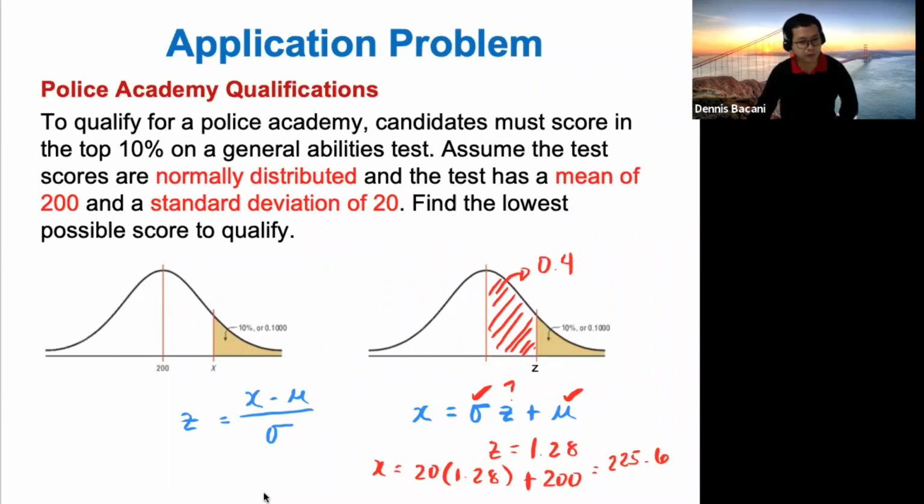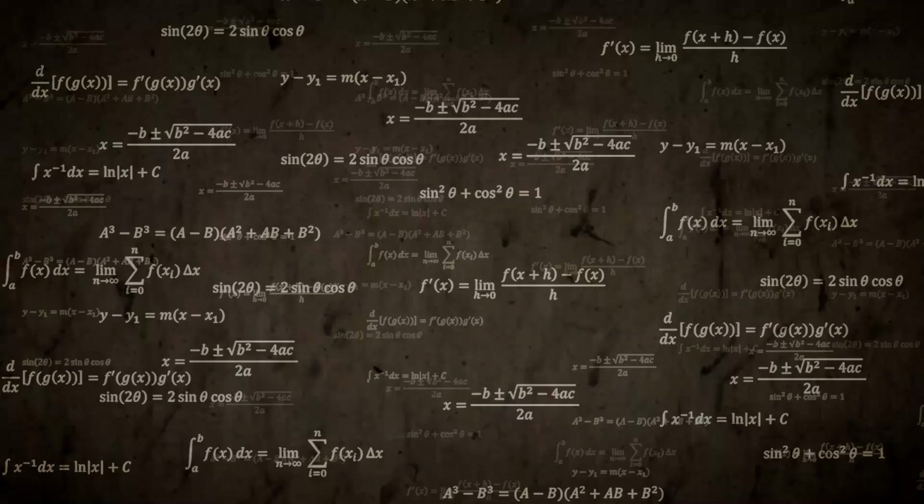So therefore, what is the cutoff score to enter this police academy? The cutoff score should be around 226. So that is 225.6. So this is already the cutoff score. So anybody scoring 225.6 or higher qualifies for that police academy.